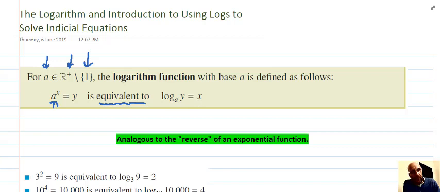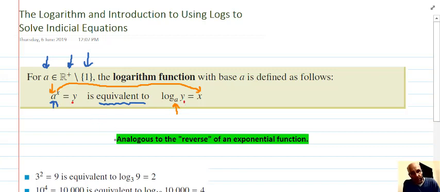Okay, now have a look at how these things relate. You can see we have a base here, a, and we have the base written there as a subscript, a. Basically the index becomes the answer to the logarithm function. Lastly, you can see where the y goes, it's what we take the log of.